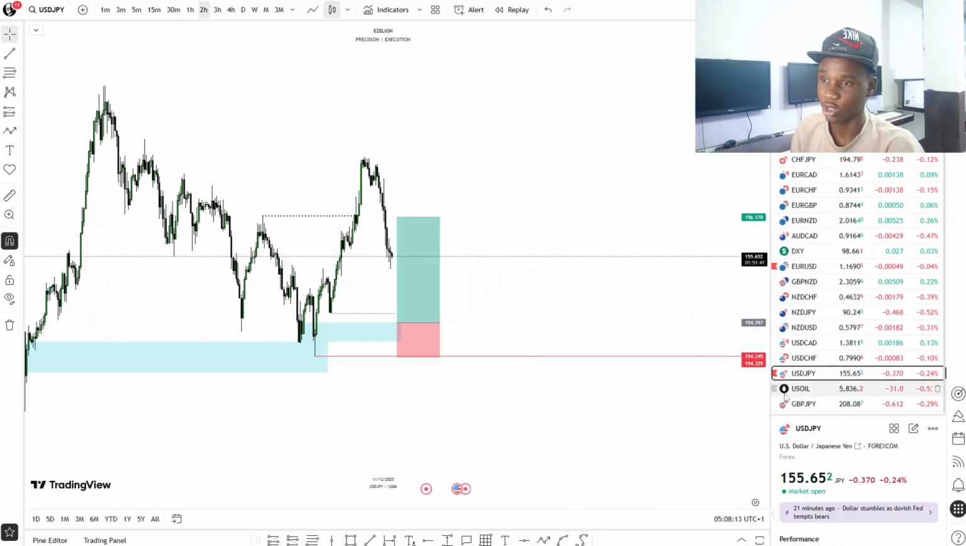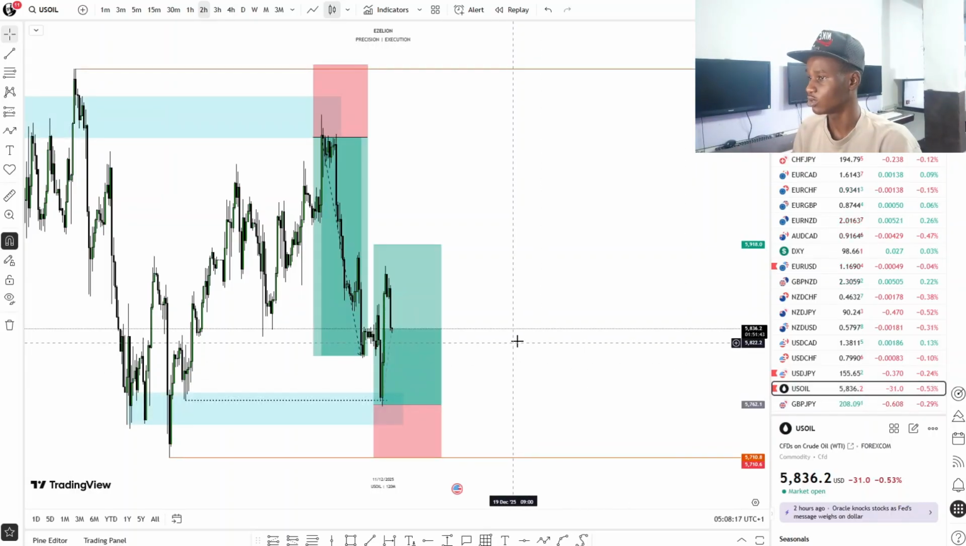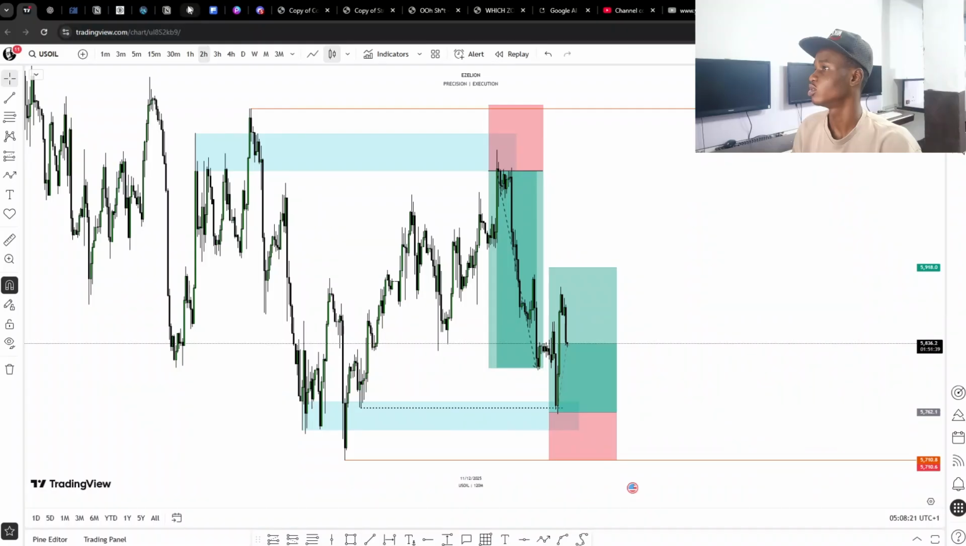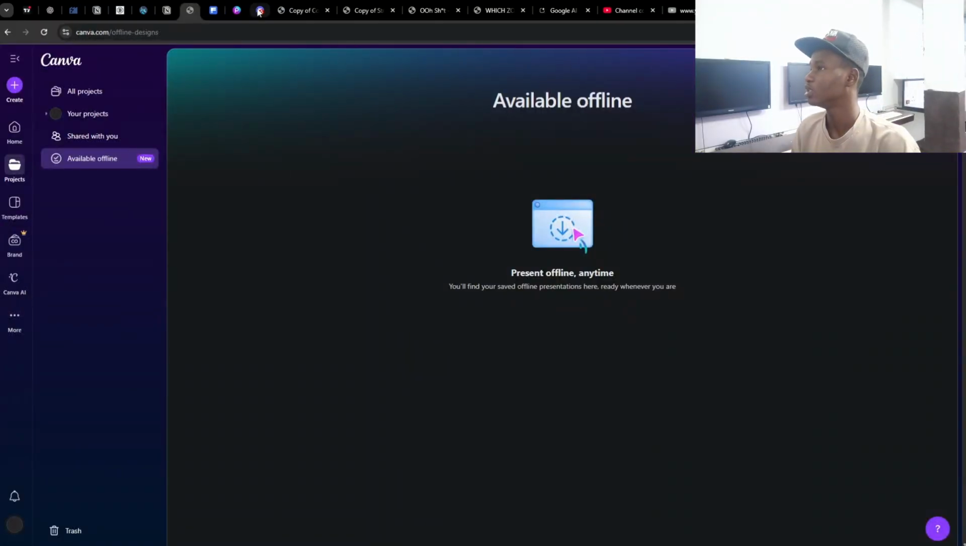Now, finally, we have one on US oil. I didn't show when I'm taking this trade, but if I open my Discord, you're going to see that I actually posted this trade.